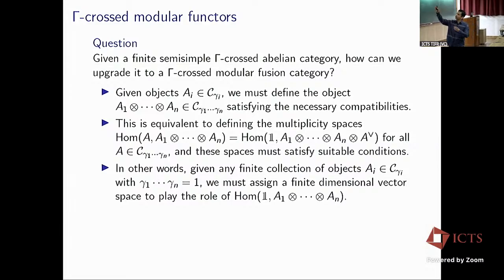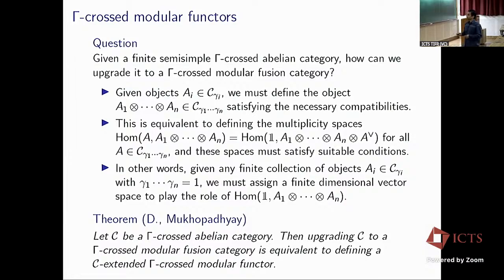Of course, our tensor product has to satisfy associativity and various other things, so that will put some compatibility conditions between these vector spaces. So how do we define these vector spaces? They are going to be defined using twisted conformal blocks, using something known as a C extended gamma crossed modular functor. I'll explain what a modular functor is, but essentially, from this modular functor you can define these spaces.